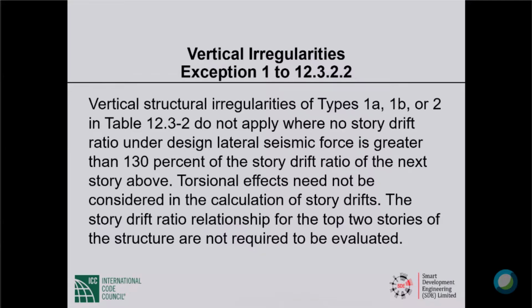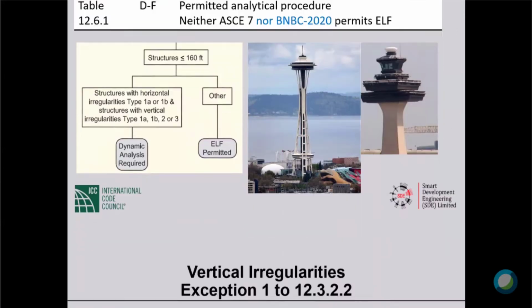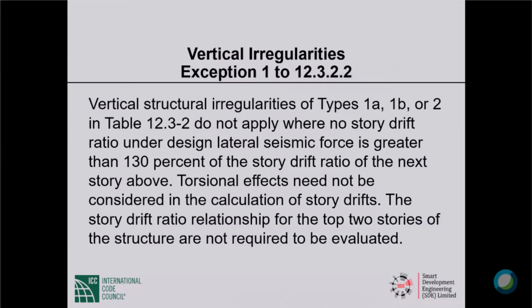Now, this is something I kept in, but I will not spend your time on because you do not have it in BNBC. ASCE 7 for many editions, including the 05 edition, has a very useful exemption. Okay, let's read this. Vertical structural irregularities of types 1A, 1B, or 2: soft story, extreme soft story, or the last one we looked at, the mass or weight irregularity. Okay, so soft story, extreme soft story, or mass irregularity do not apply. You don't have to worry about them.